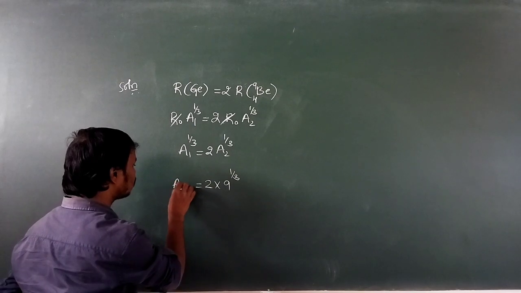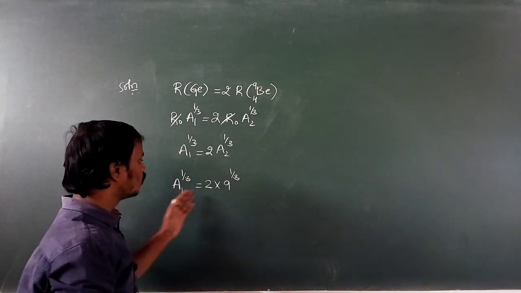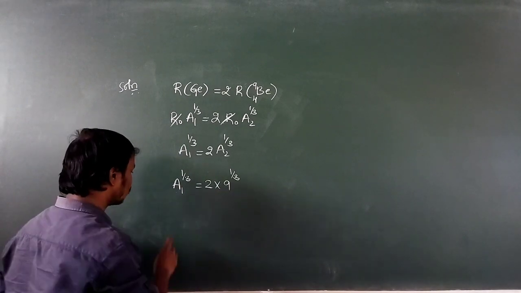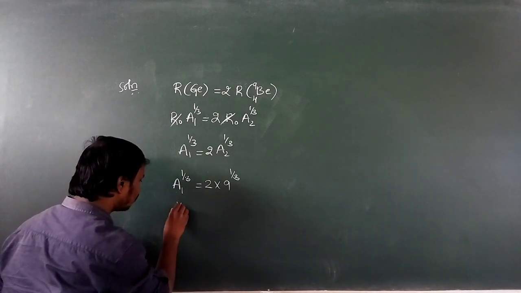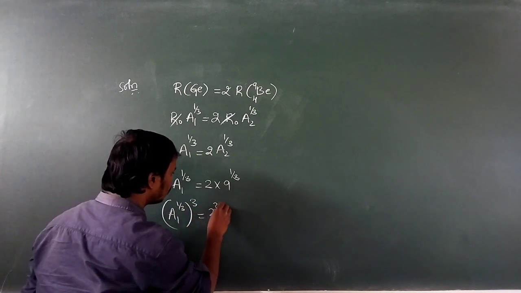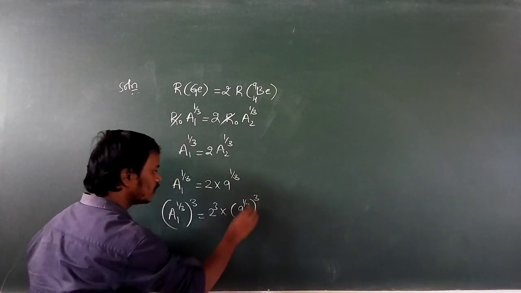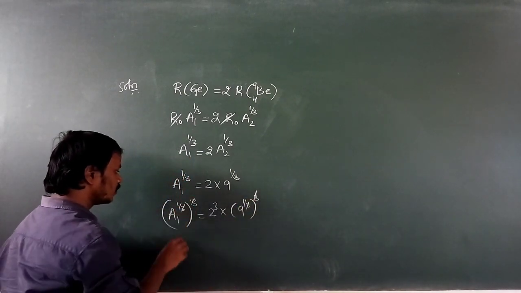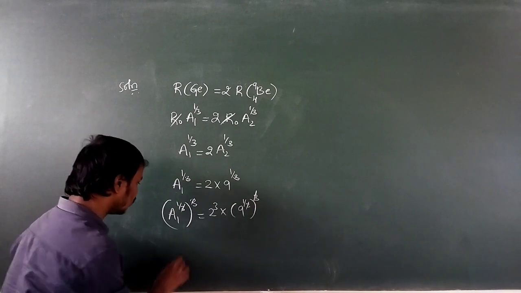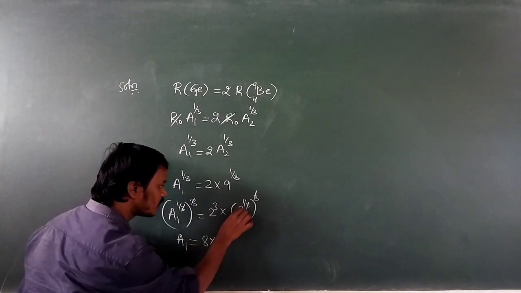Then it is A1 raised to 1 by 3. But we need A1, means cubing on both sides. So A1 raised to 1 by 3 cube equals 2 cube into 9 raised to 1 by 3 cube. The 3 gets cancelled here, means the cube root gets cancelled. Then A1 is equal to 2 raised to 3 is 8, and it is 9.